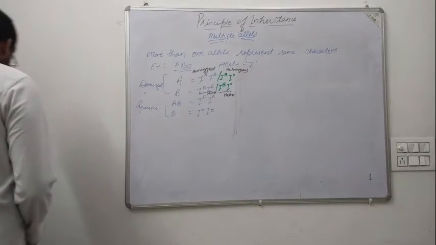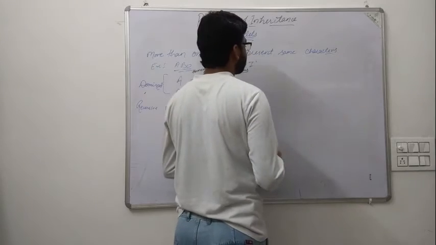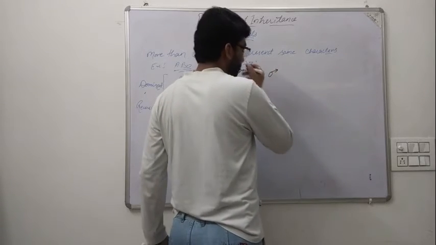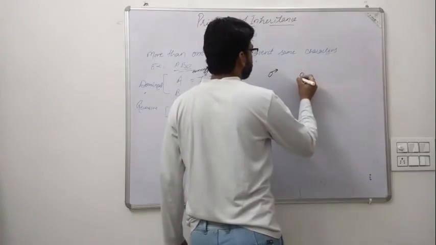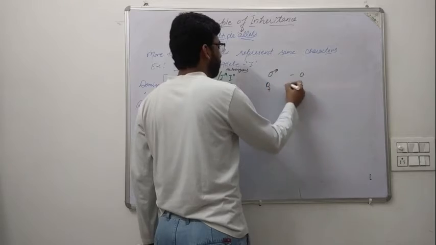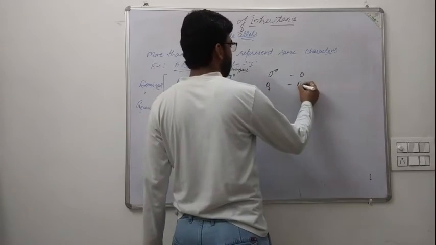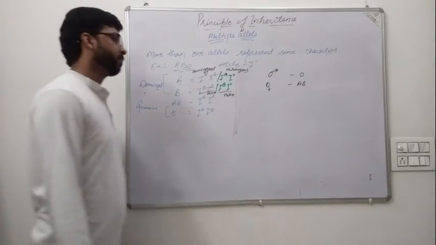The statement is: a father having blood group O and a mother having blood group AB. Now what will be the blood group of the incoming progeny?